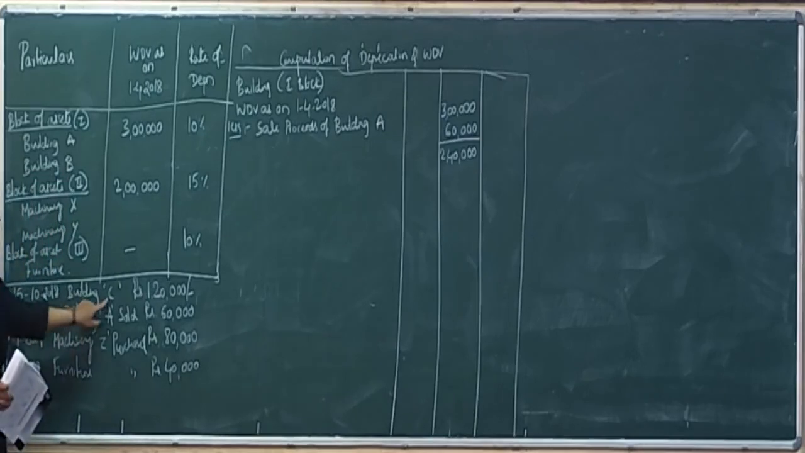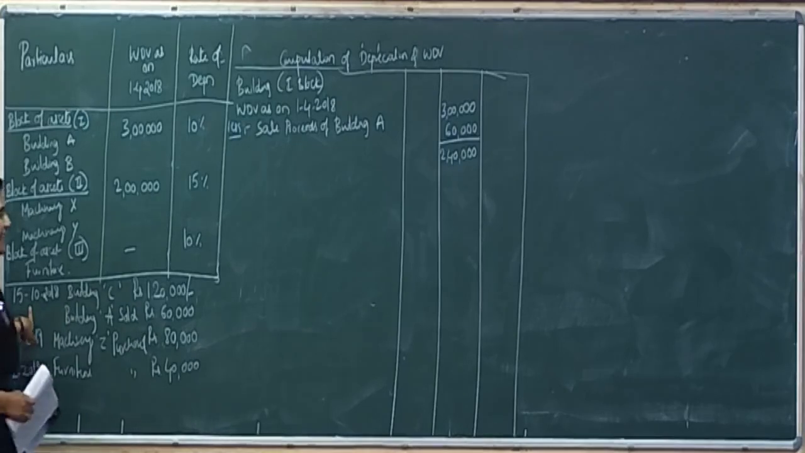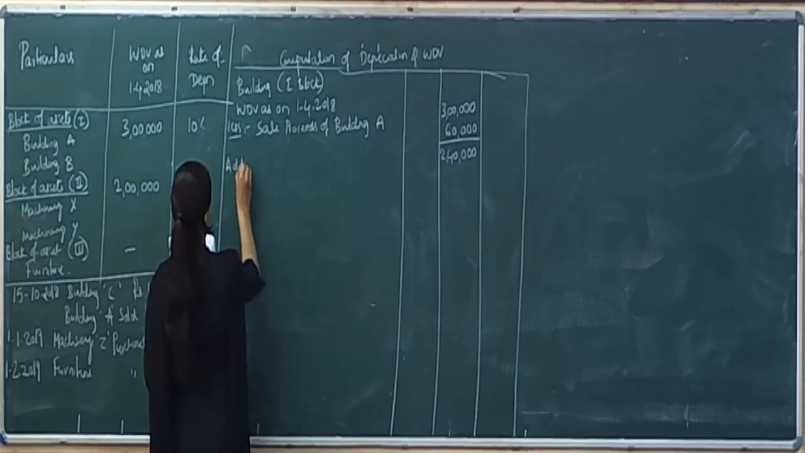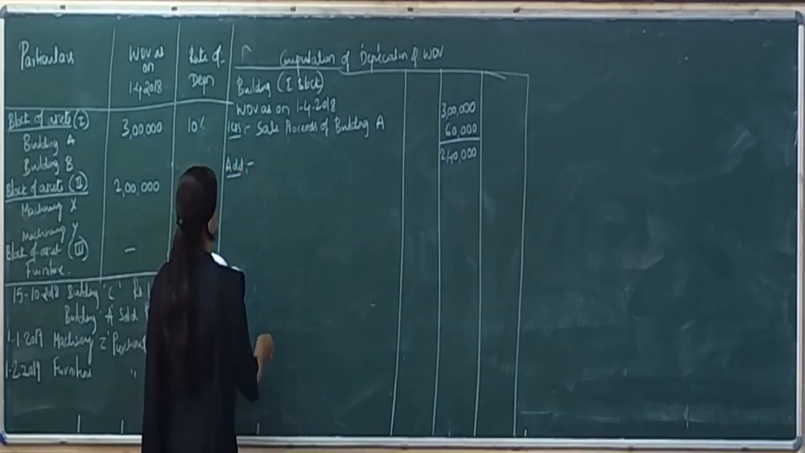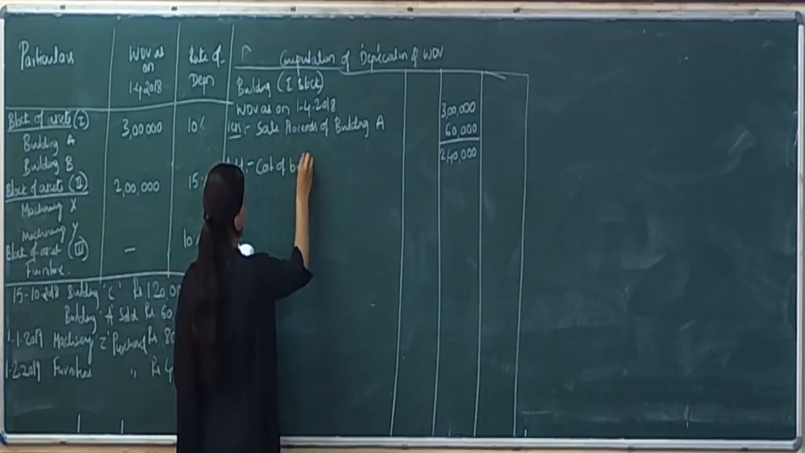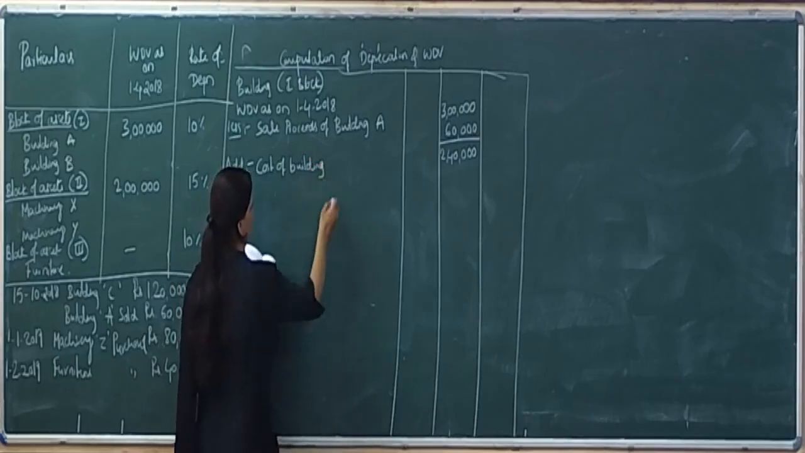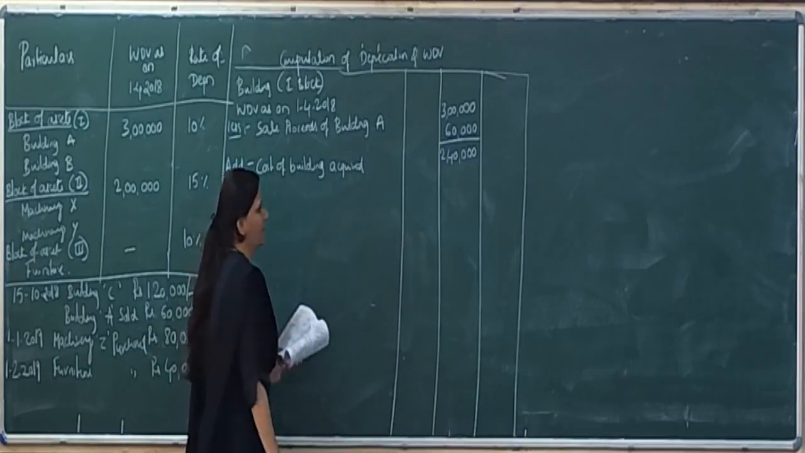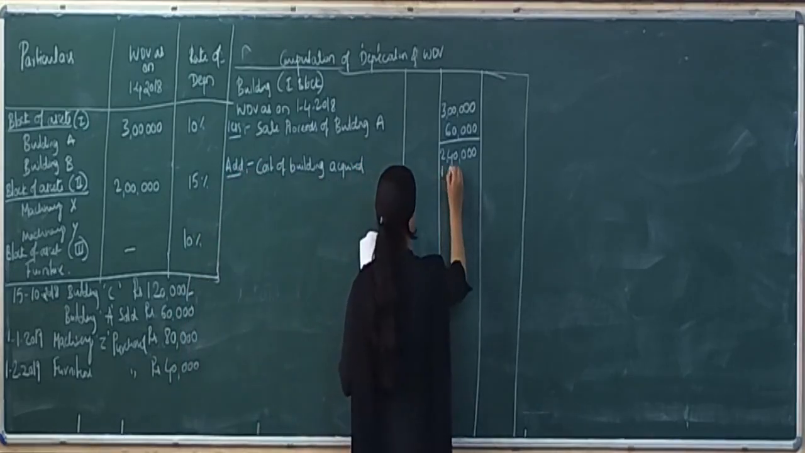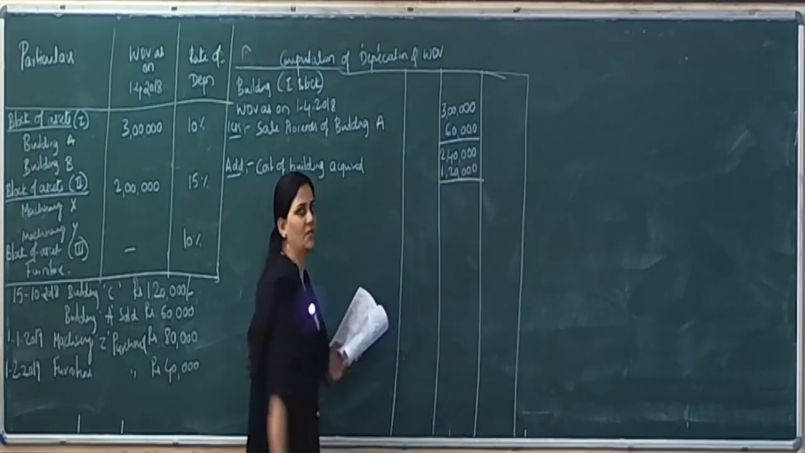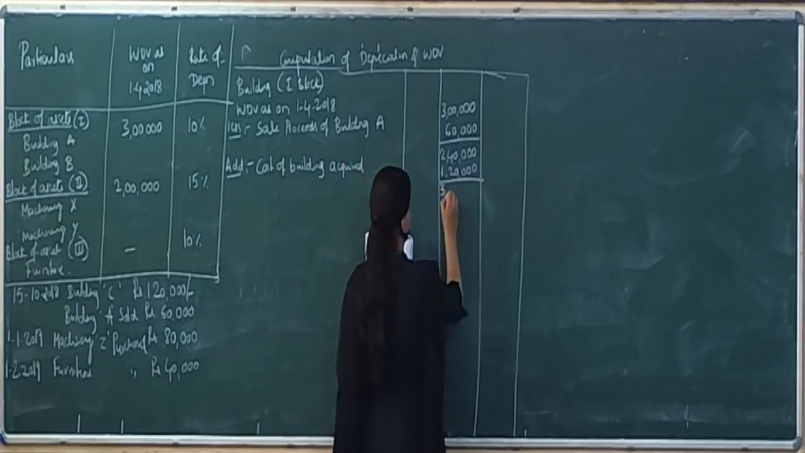After the sale, we should check whether any purchases were made. There is a purchase: building C was purchased for rupees 1,20,000 on 15th October 2018. So here we write add cost of building acquired, rupees 1,20,000. So the total amount comes to 3,60,000.